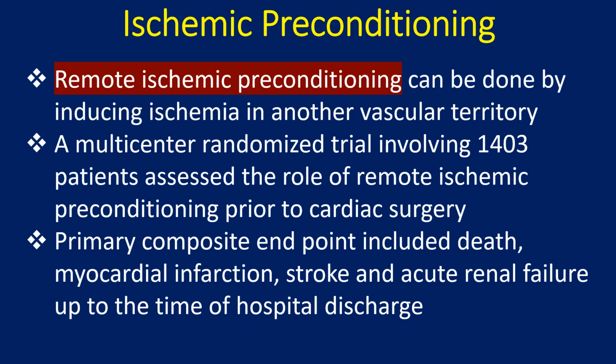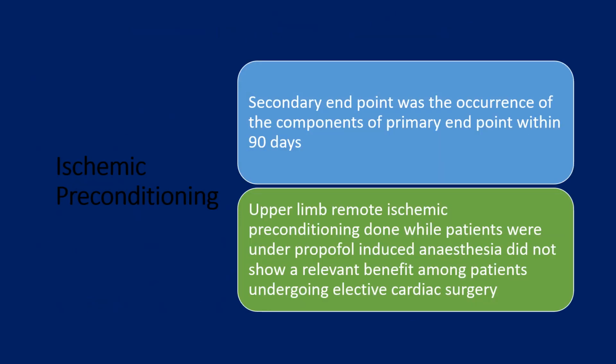Remote ischemic preconditioning can be done by inducing ischemia in another vascular territory. A multi-center randomized trial involving 1,403 patients assessed the role of remote ischemic preconditioning prior to cardiac surgery. Primary composite endpoint included death, myocardial infarction, stroke, and acute renal failure up to the time of hospital discharge. Secondary endpoint was the occurrence of the components of the primary endpoint within 90 days.